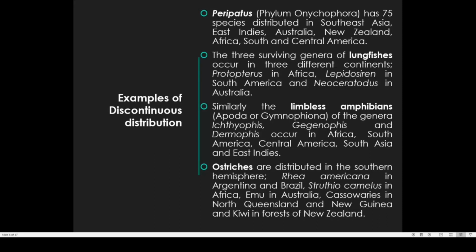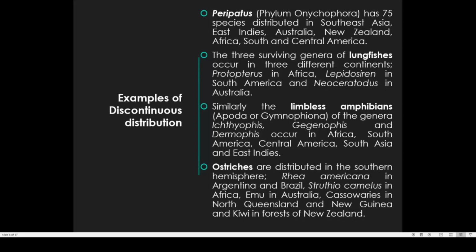And ichthyophis and its relatives now occur in Africa, South America, Central America, South Asia and East Indies. So in several parts of the world we can find this limbless amphibian. Limbless means they do not have legs, almost look like a worm-like or snake-like body, a very smooth, wet body. And such animals are another case of animals exhibiting discontinuous distribution.